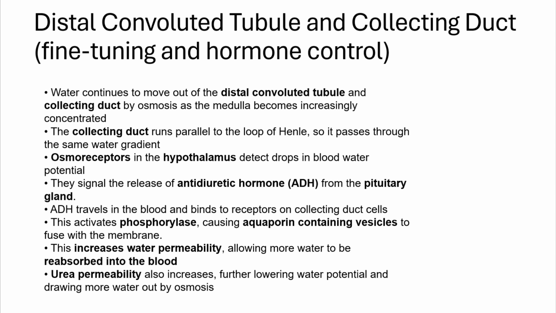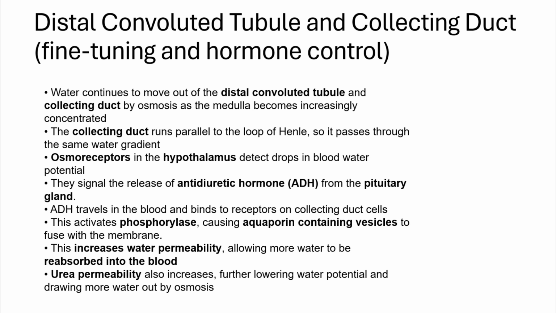What that means is that, the same way the outside of the loop of Henle is very concentrated, the outside of the collecting duct is also very concentrated. Osmoreceptors in the hypothalamus detect drops in blood water potential. So if the blood water potential drops, the hypothalamus in the brain detects that using osmoreceptors, and then it releases ADH from the pituitary gland.